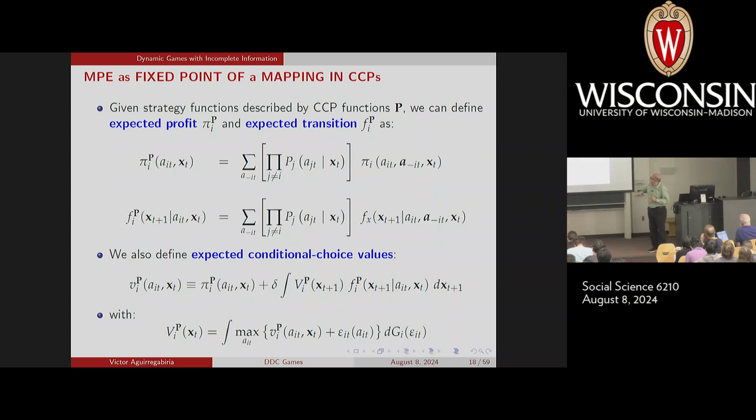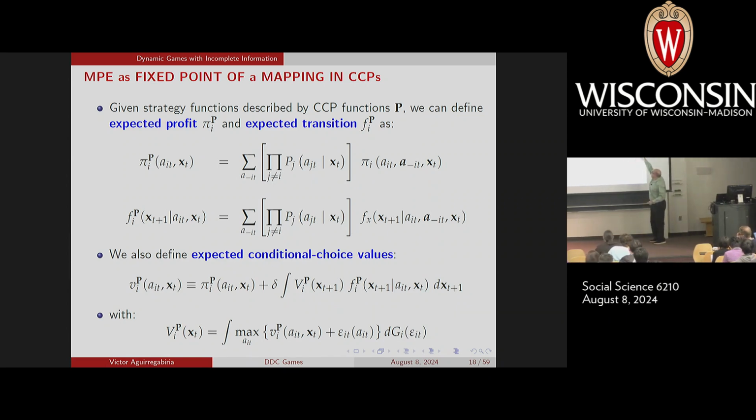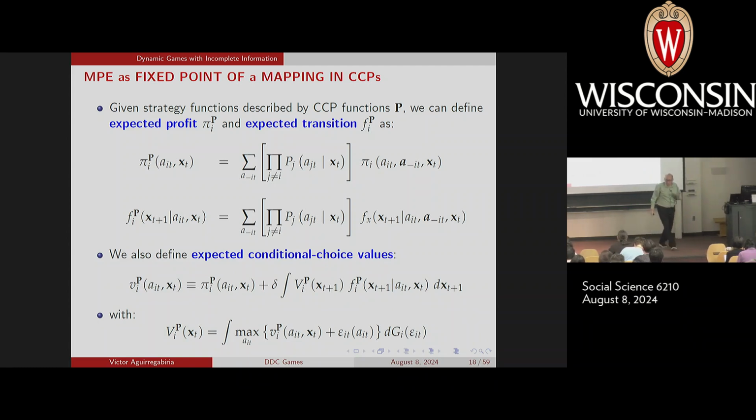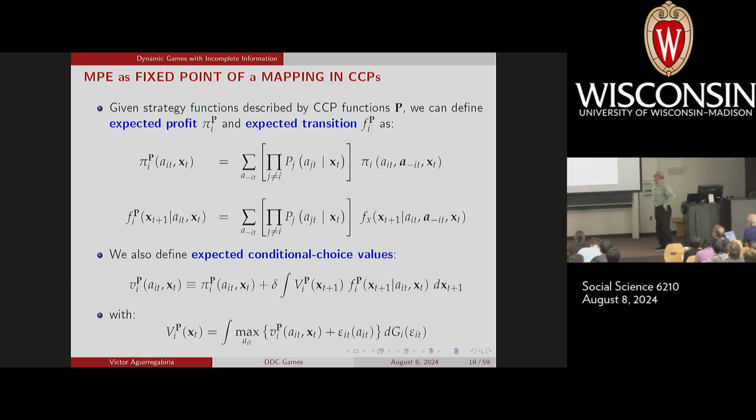Similarly, F P is the transition probability of the state variables from the point of view of player I, taking as given the choice probabilities of the competitor. Okay? And therefore, it is the integral of this primitive, the F X transition probability, integrated over the actions of my competitors using their choice probabilities.